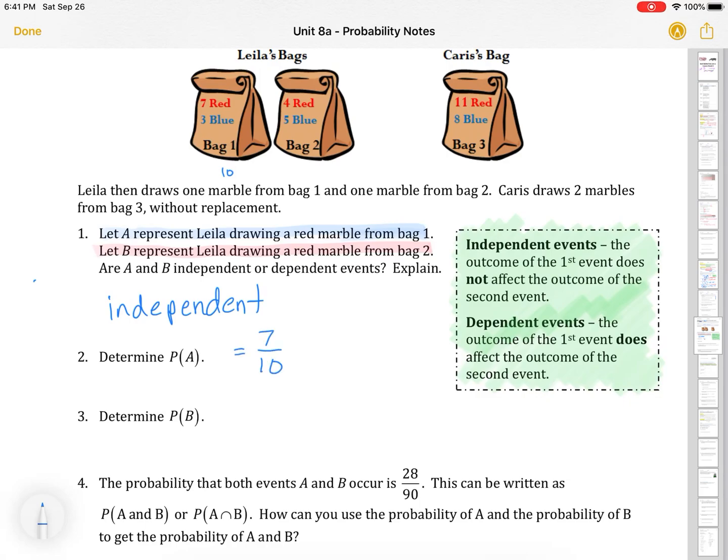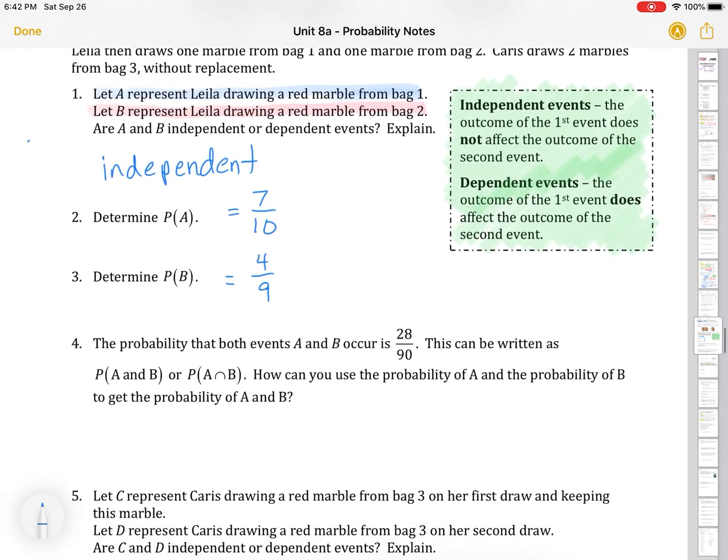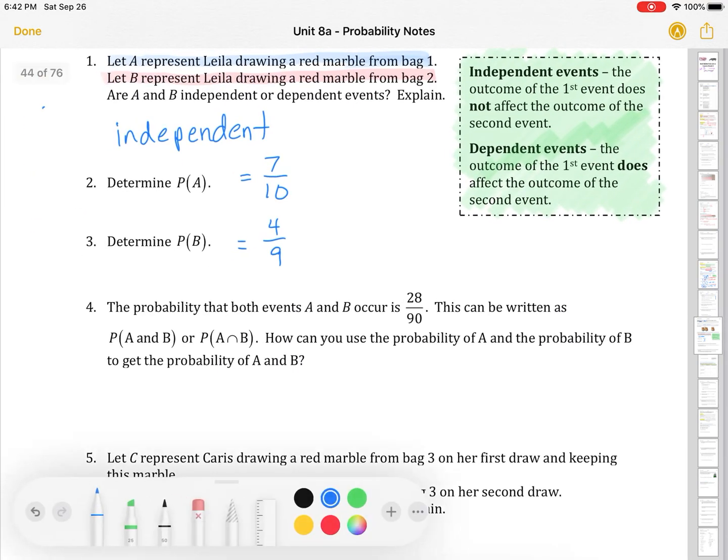So we're going to figure out probability A. In bag 1, she has in total 10 marbles. 7 are red and 3 are blue. So probability of A will be 7 out of 10. In bag 2, she has 9 marbles. 4 are red and 5 are blue. So the probability of B is 4/9.